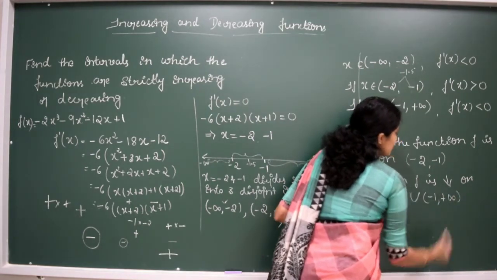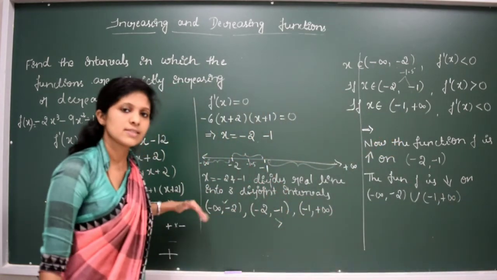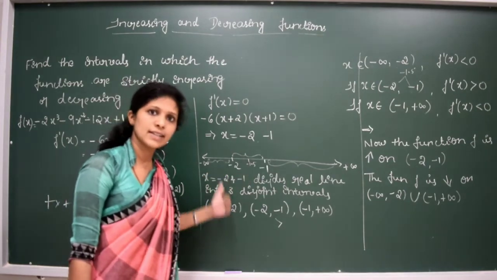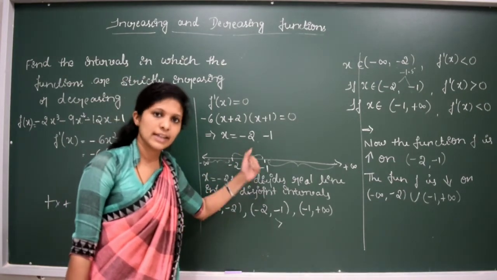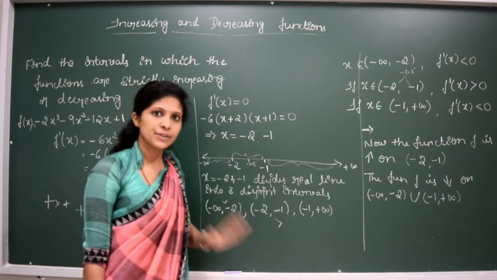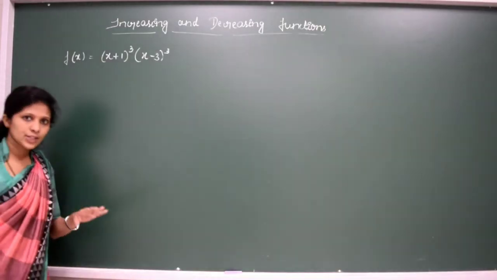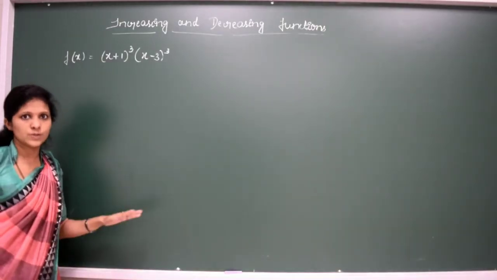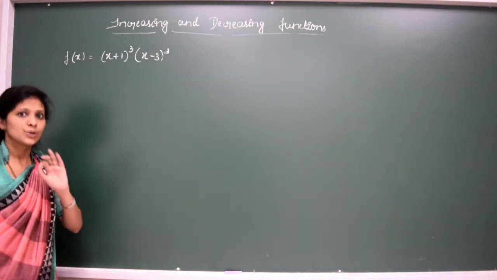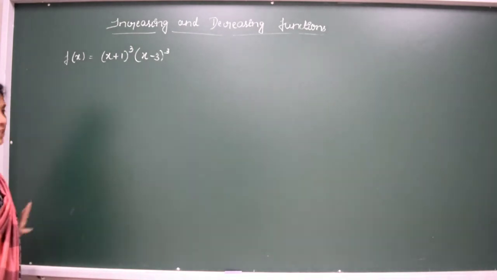Is it clear? First we got three intervals, then substitute and check the value. If it is greater than 0, then it will be increasing. If it is less than 0, then it will be decreasing. I will send you some homework problems, okay? Solve those problems so that you can understand it better. Don't forget to solve. You have to solve each and everything, okay?